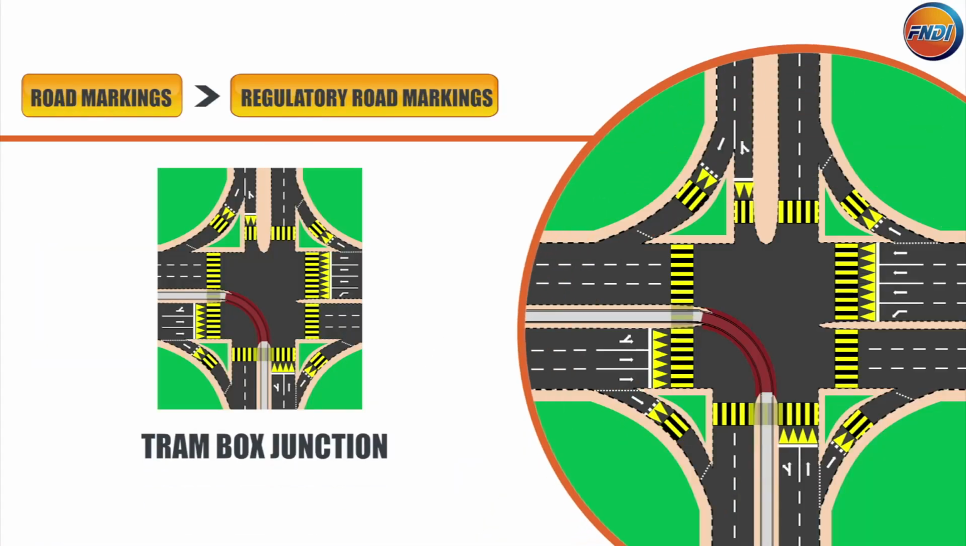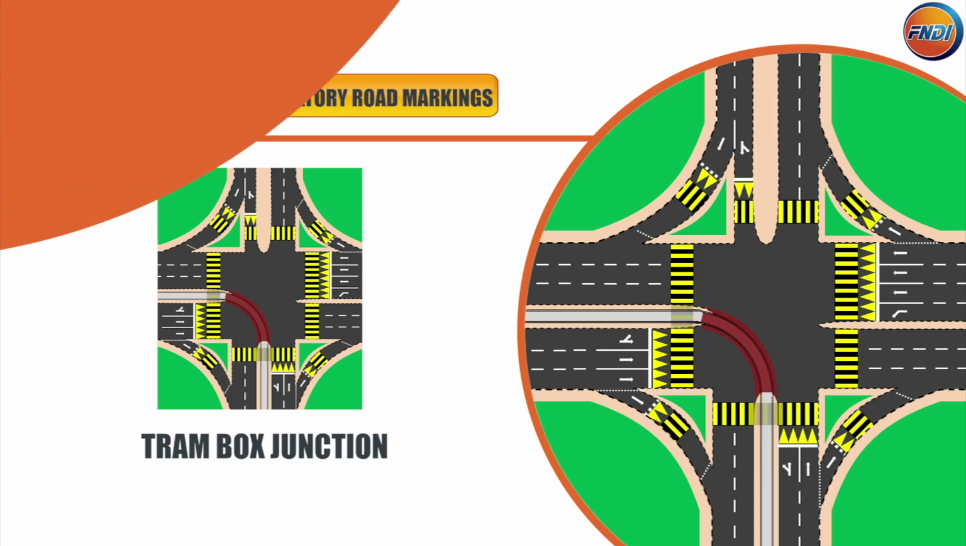Tram box junction. Tram box junction is the area where the tram track crosses the junction. The surface area along the track is highlighted with red color over the yellow box, which indicates the tram movement area. Motorists must always keep the red zone clear and not stop the vehicle on it in order to avoid obstruction to the tram movement.